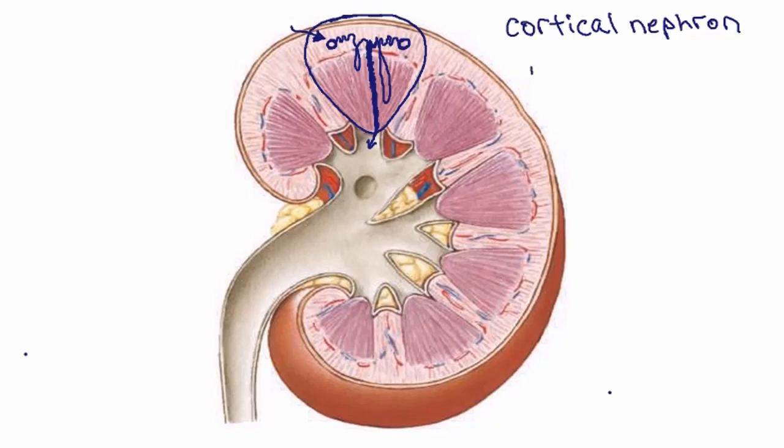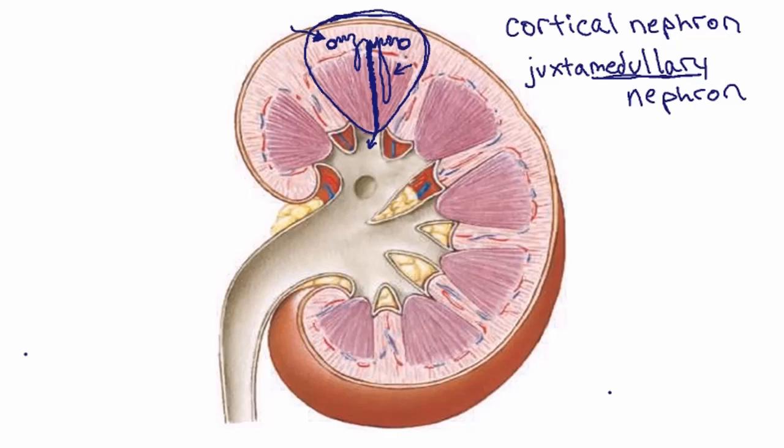So that's called the juxtamedullary nephron, because the loop dips down into the medulla area a lot more. See how it dips a lot more down into the pyramid, into the medulla area? So we're going to be dealing with this part of the kidney, this area of the kidney right here, talking about the nephron.